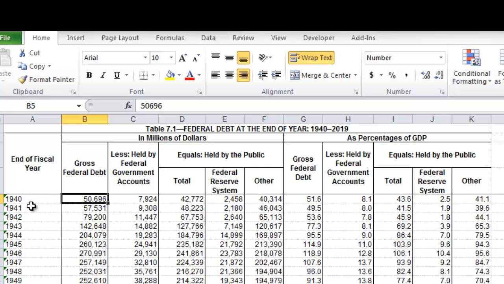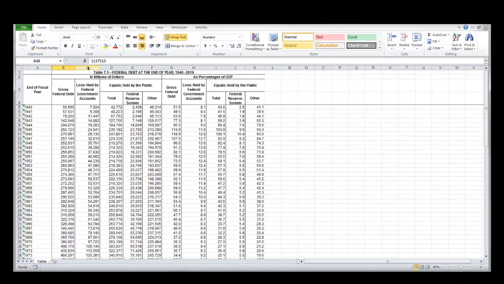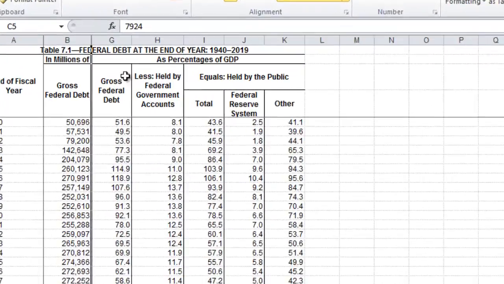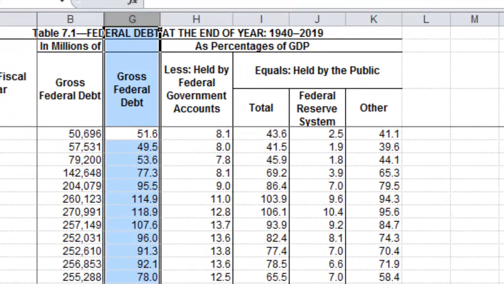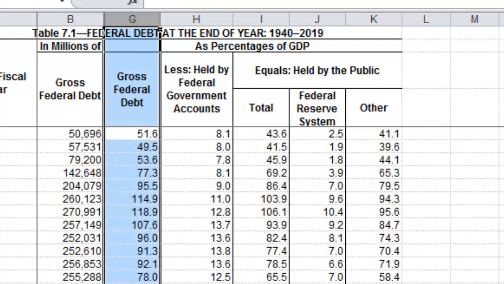The end of fiscal 1940, the book value of the gross federal debt was a little bit more than $50 billion. And then we go up to 1982, and it had grown to $1.1 trillion. Excellent. I don't care who held the debt, so I'm going to hide that data. Oh, look at this. Gross federal debt as a percentage of GDP. Oh, that's excellent. That's just what I wanted to look for.